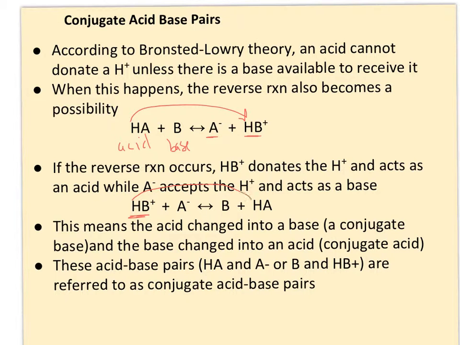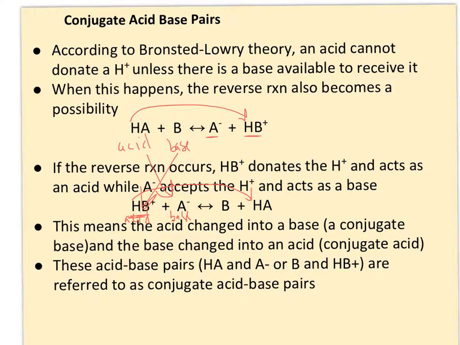Now the H is being donated back to HA, and B is being left without the hydrogen. So now down here, HB plus is acting as my acid, A minus is acting as my base. So you can see the roles have just been reversed. The acid has become a base, the base has become an acid. So we call these conjugate acids and conjugate bases.